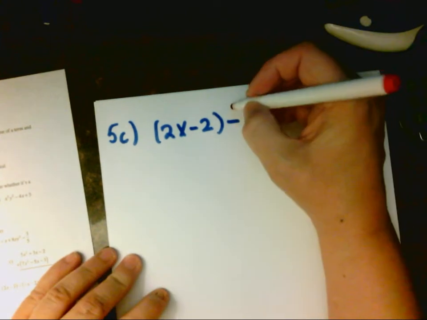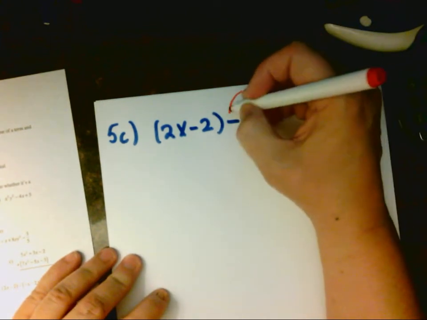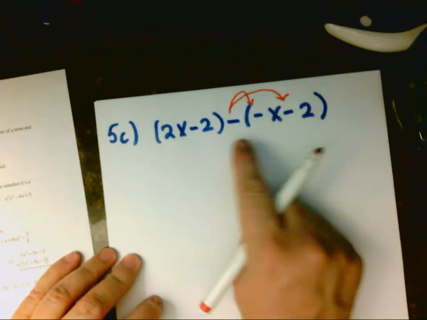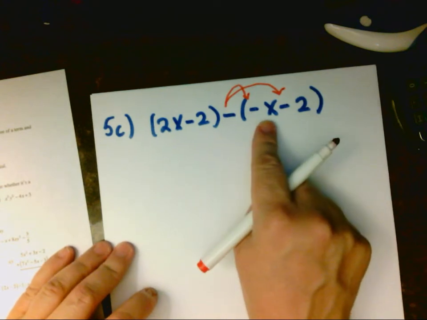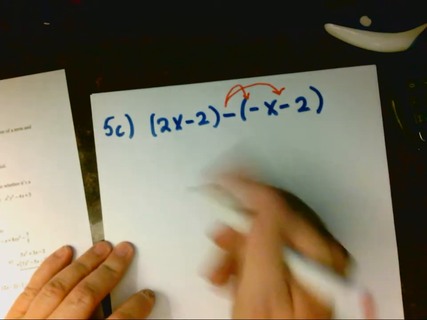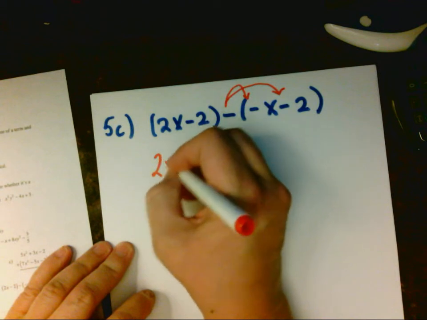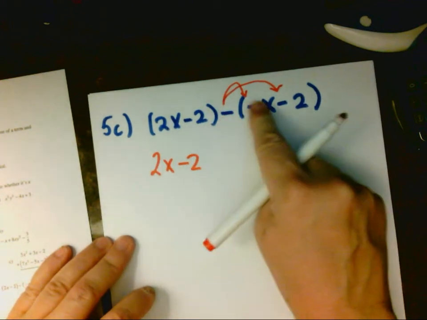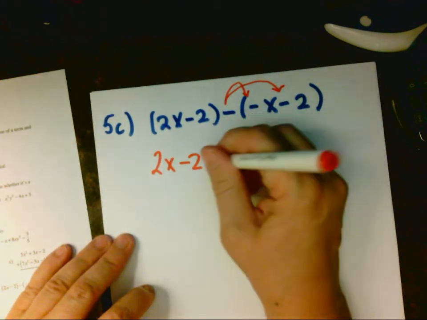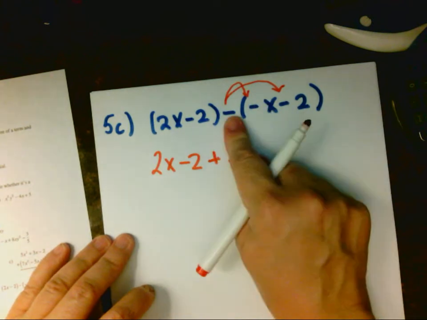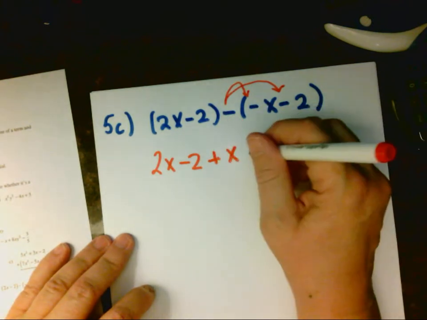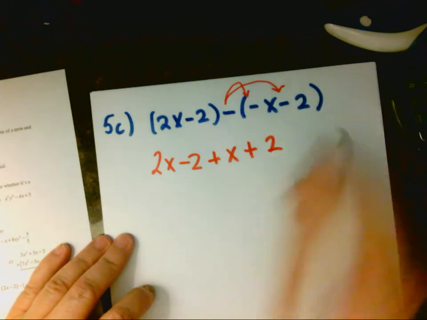So what I would expect you to do here is to begin by distributing the negative all the way through. The most common mistake is only to do it to the first term and forget that one. So don't do that. So we're going to have 2x minus 2. Negative distributed times the negative makes a positive x. Negative multiplied by the negative 2 makes a positive 2.